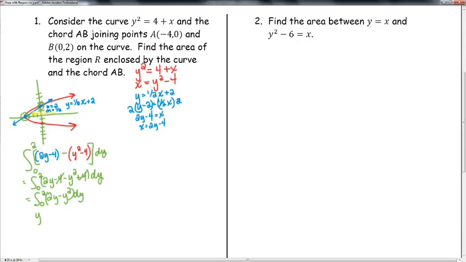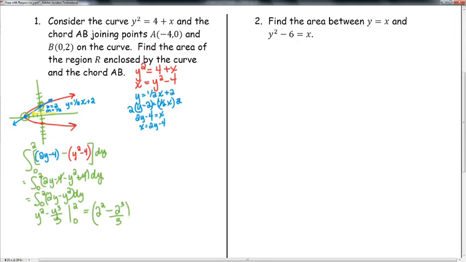So the antiderivative of 2y is y squared. Antiderivative of y squared is y to the third over 3. And we'll be evaluating that from 0 to 2. So at this point we can just go ahead and plug in. So 2 squared is 4 minus 2 to the third divided by 3.